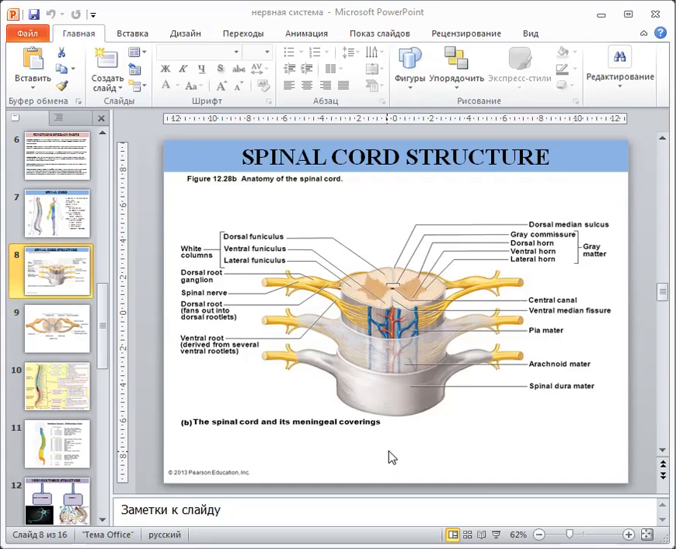The lateral ropes are presented by two ways. The first one is the ascending way, which conveys information to the hindbrain, midbrain, and interbrain. The second one is the descending way, which conveys information from the cortex, midbrain, and hindbrain. The front ropes contain only descending ways, which convey information from the brain, cortex, and the midbrain.